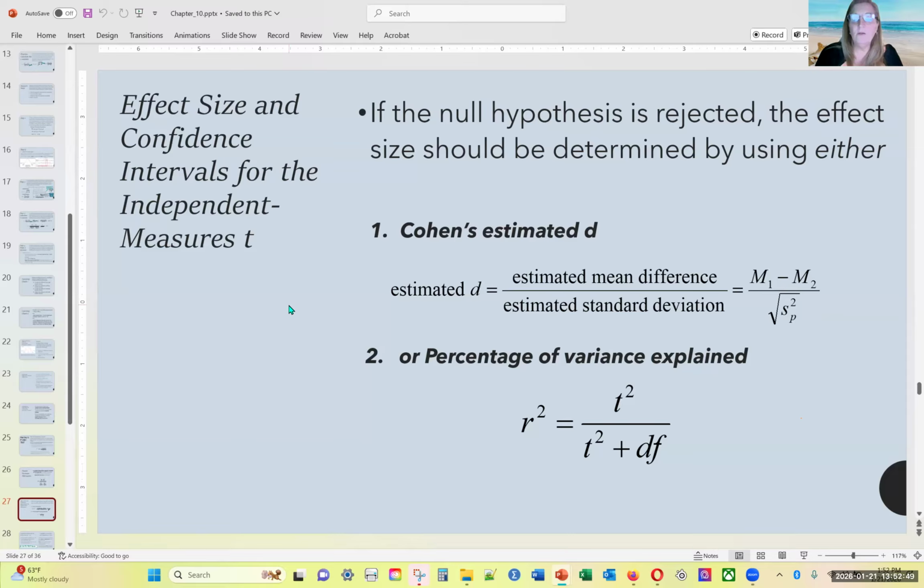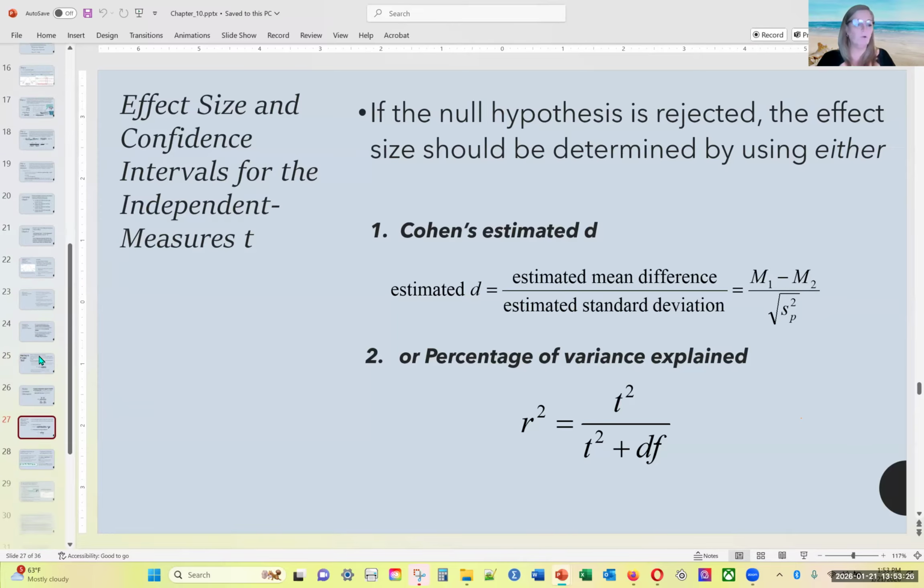Also, if the null hypothesis is rejected after doing your t-test, the effect size should be determined, just like all the other tests, by using either Cohen's d or the percentage of variance explained. And we looked at this percentage of variance explained in the last t-test. It's the same formula here. You use the t-statistic to calculate for that. And then here, though, we use the estimated standard deviation with pooled variance, and then we subtract the means for both of the groups to calculate Cohen's d.